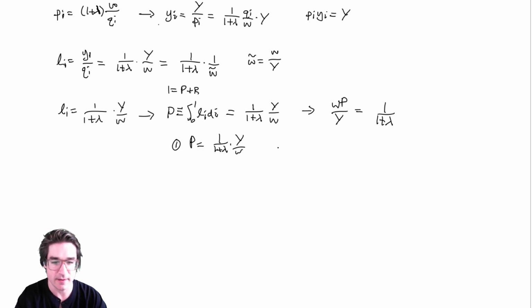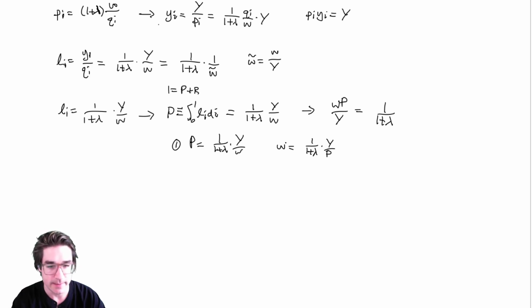The other way to think about this is that the wage is equal to 1 over 1 plus lambda times Y over P. The more production labor there is, the lower the wage. But P is an equilibrium variable, and R, we'll see, is determined by the free entry condition.